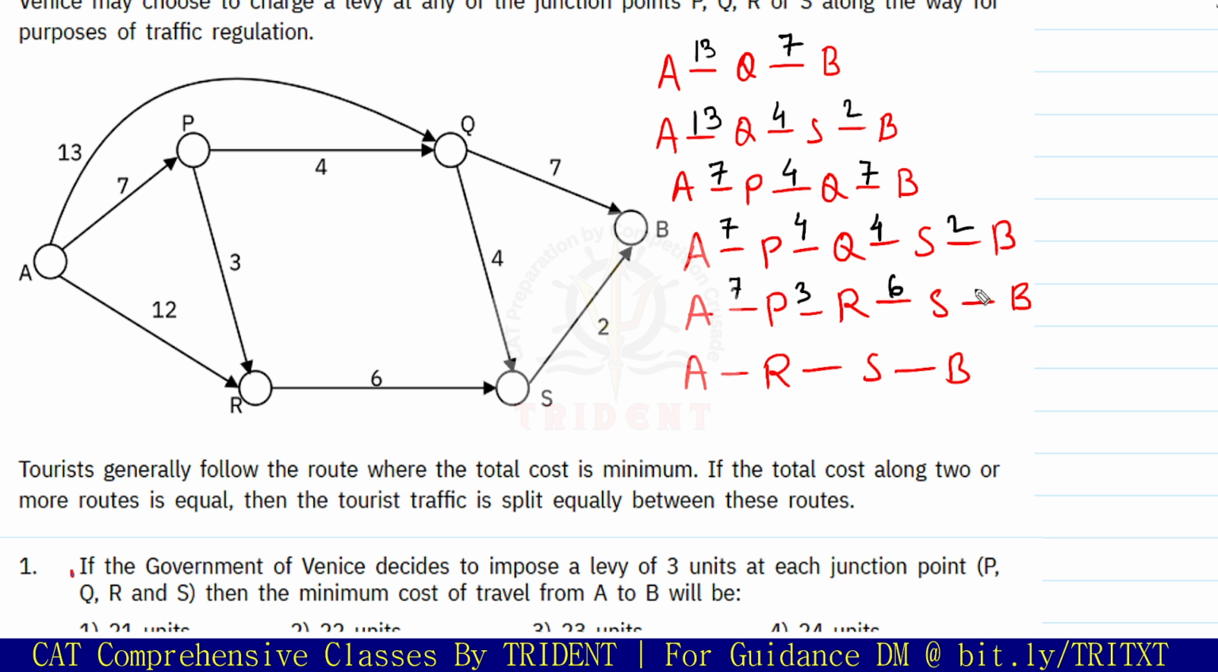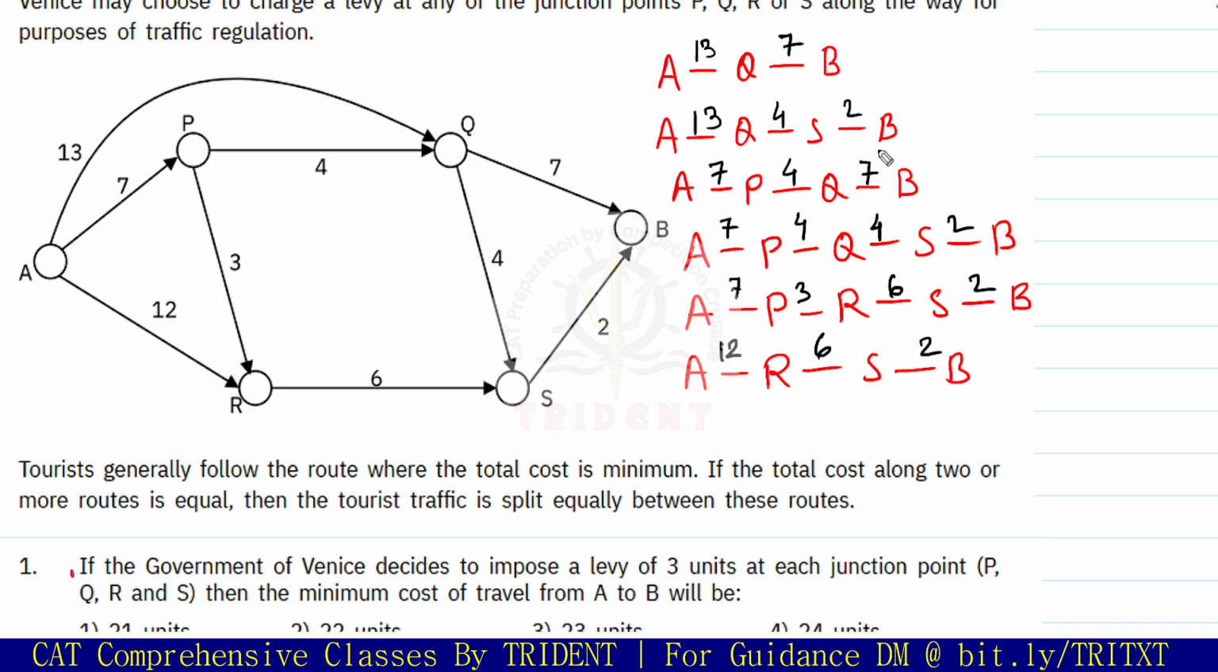This is 6 and this one is 2. You have to do this very patiently, so that you don't make any mistake, otherwise your calculations will become erroneous. A to R is 12, R to S is 6, and S to B is 6. Now please understand, these are your first bit.